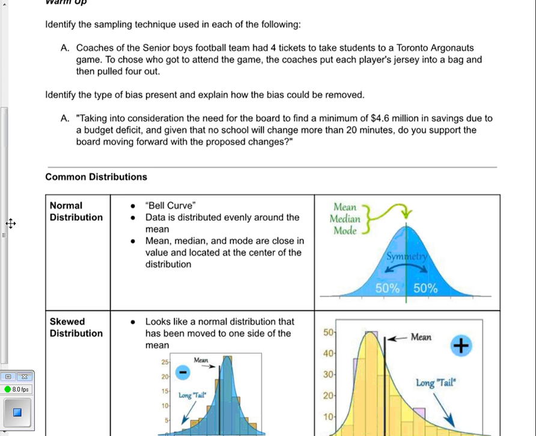So for the first question, it says, coaches of the senior boys football team had 4 tickets to take students to a Toronto Argonauts game. To choose who got to attend the game, the coaches put each player's jersey into a bag and then pulled out 4. So the population that's being sampled here is the senior boys football team. Everybody has an equal chance. They're putting all of their jerseys in, and then they're just pulling out 4. So this is actually just random. The coaches have no way of knowing who these 4 people are going to be. They're just randomly selected by pure luck.